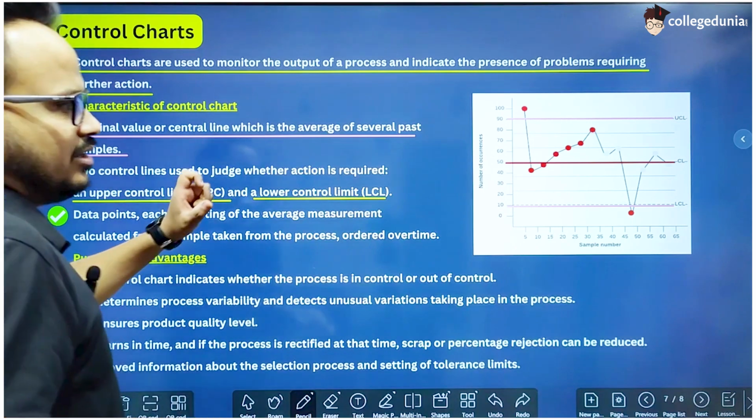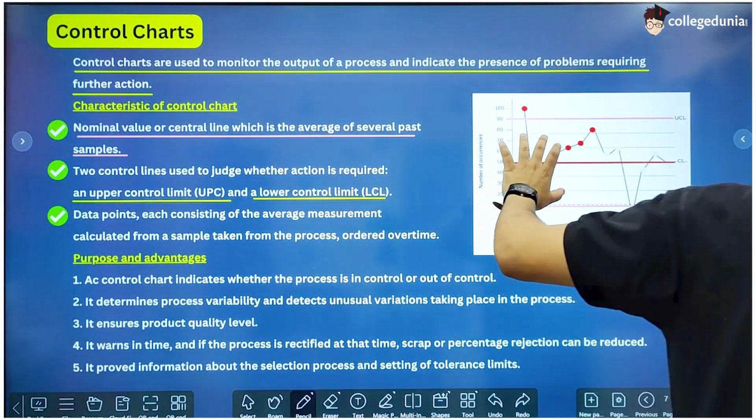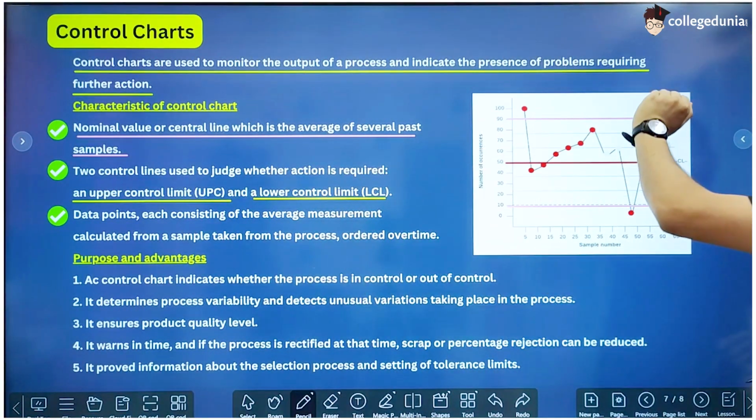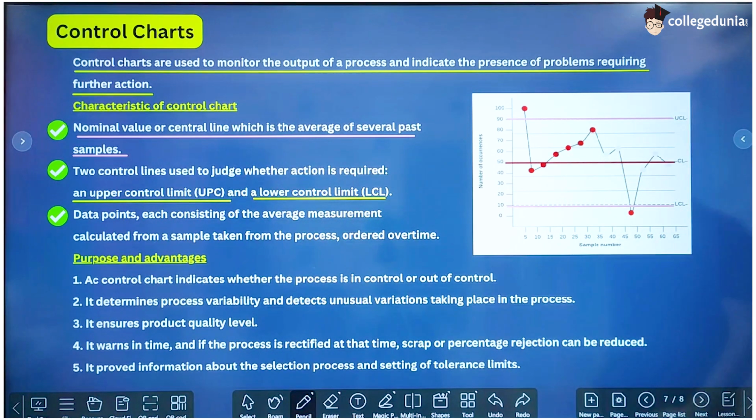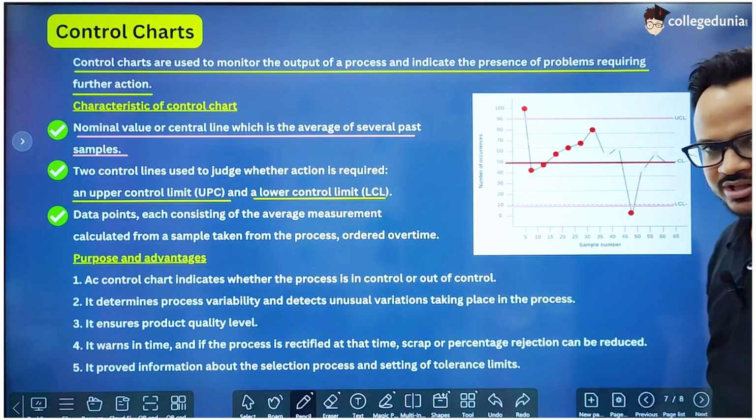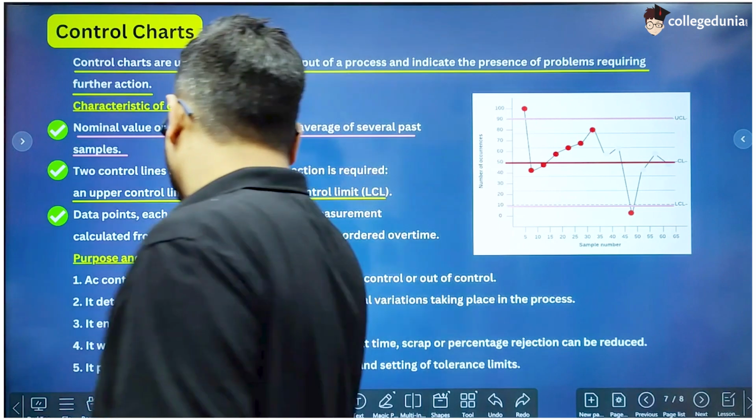So there are three major points in a control chart. One is the control line, another is the pair of the upper control line and the lower control line, and third are just the simple data values which are used to draw this control chart.